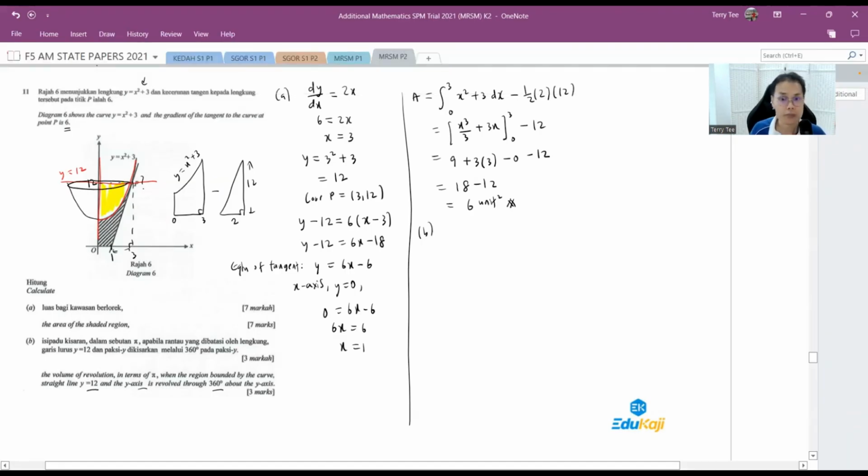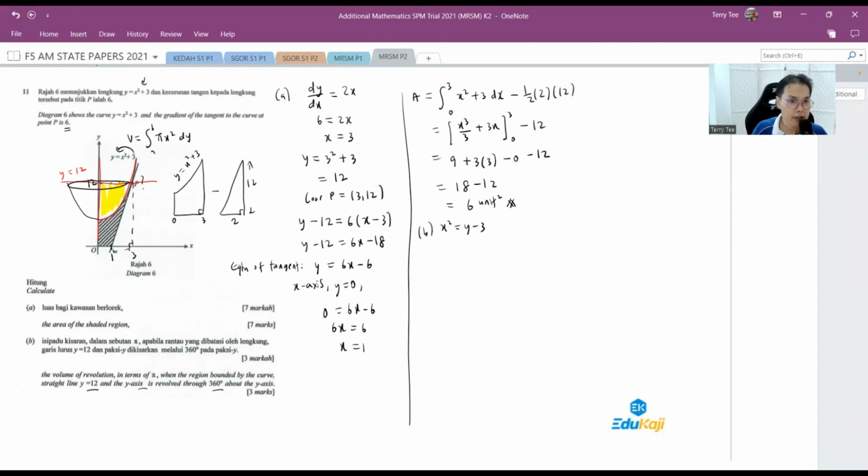Actually, the shape is not important. So the more important thing you need to understand is that when you rotate about the y-axis, the formula is integrate pi x squared dy, right? And you must put in lower limit, upper limit. Your x squared is now y minus 3. I make x squared the subject.